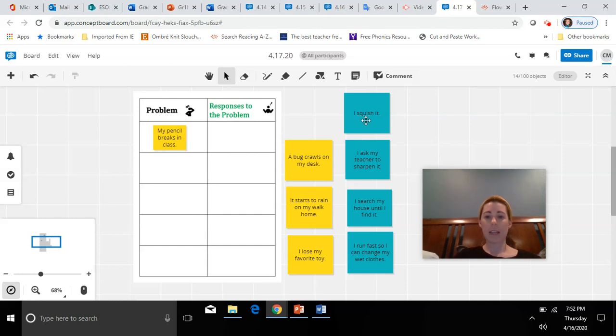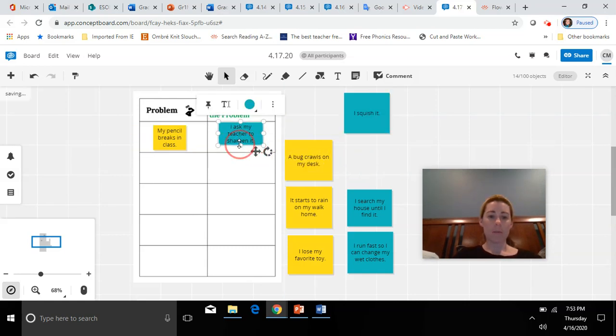Let me see if I can find that. I ask my teacher to sharpen. There we go. I asked my teacher to sharpen it. Let me put that in a sentence. When my pencil breaks in class, then I ask my teacher to sharpen it. Okay, that's an easy problem. Let's see if we can find another one.